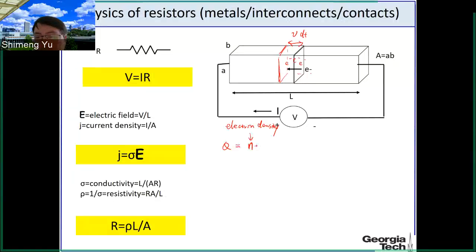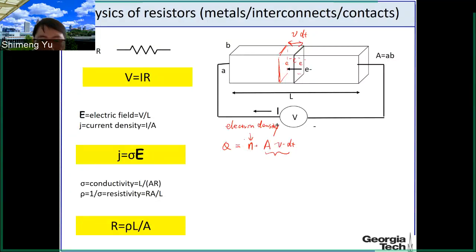So the volume, you know, is the product of the three sides, and the cross-sectional area is A, and then the other side is V times dt. So this is the volume of this cube multiplied by n. So then this will be the total number of the electrons in this cube, and then multiplied by q, because each electron will carry the charge q.